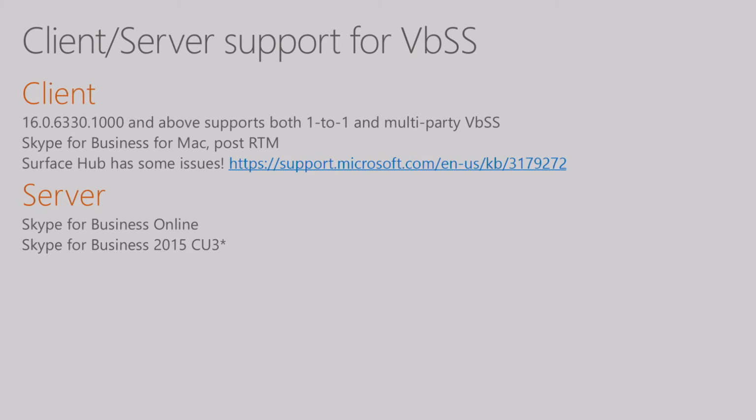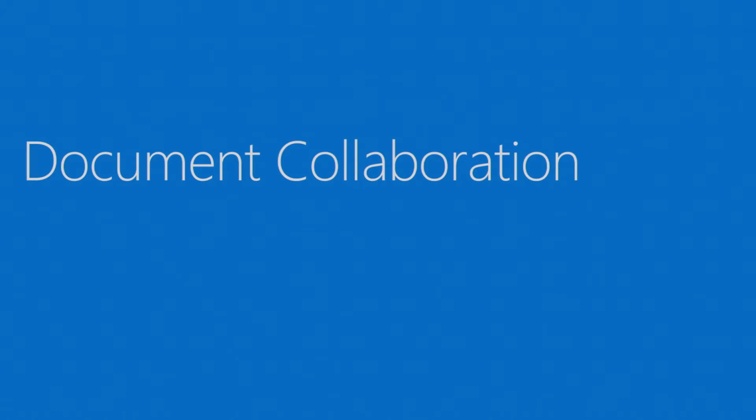So for conferencing, VBSS support does require some service-side updates. For a 2016 client, build 1000 or higher, we can use VBSS. In order to use it in a conference, the MCU needs to be VBSS aware. So 2015 customers need to deploy cumulative update 3. And then Skype for Business Online is fully patched and deployed to all 80 bazillion tenants.